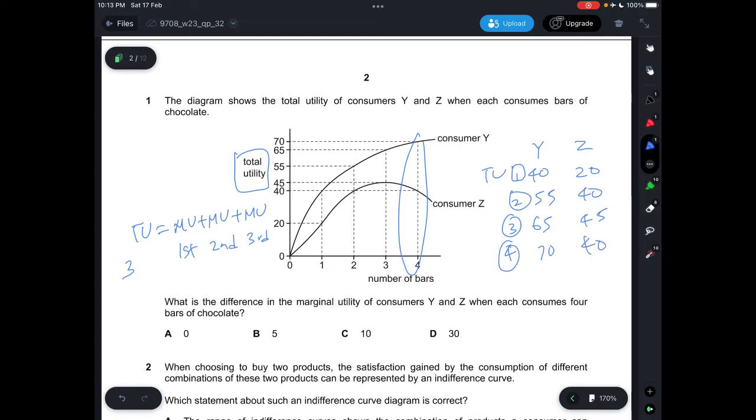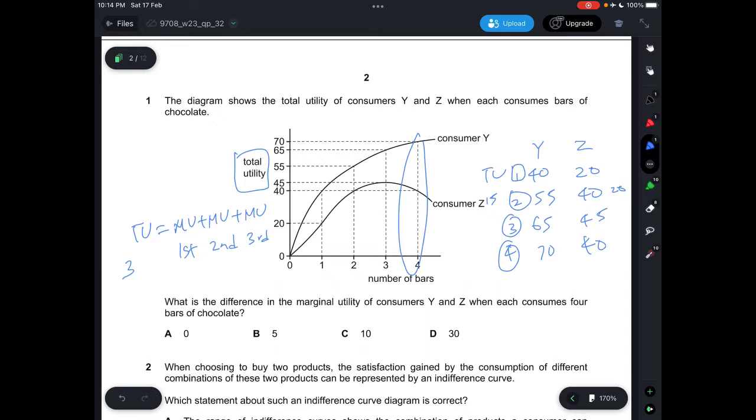Okay, so you need to remember that marginal utility can be calculated. Let's say you want to calculate the marginal utility for the second bar of chocolate, it's basically the difference between the total utility of the first bar of chocolate and the second bar of chocolate. So you can see here for Y, the marginal utility for the second bar is actually 15, because 40 becomes 55, which means that you need to add 15 in order to get 55. And for Z, it added 20.